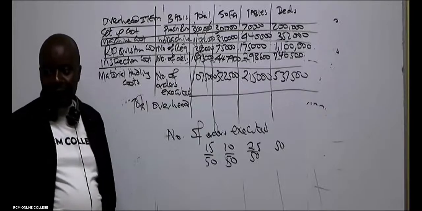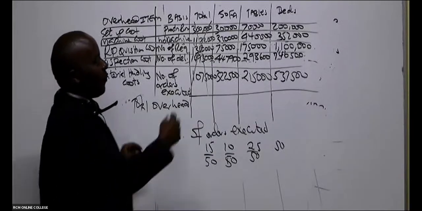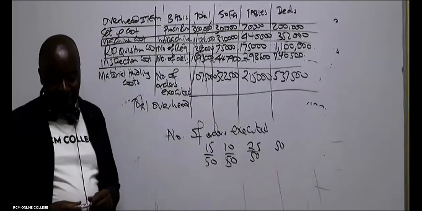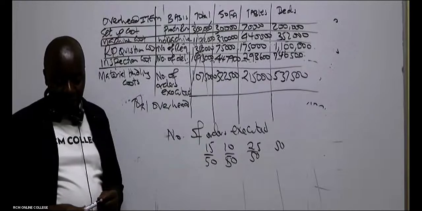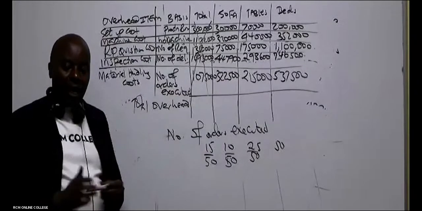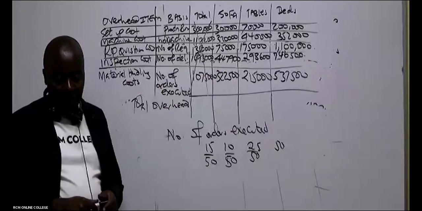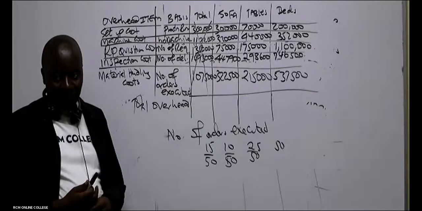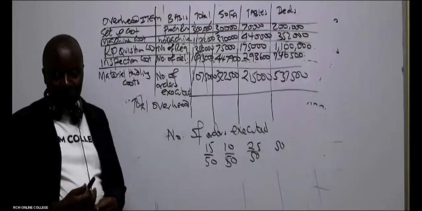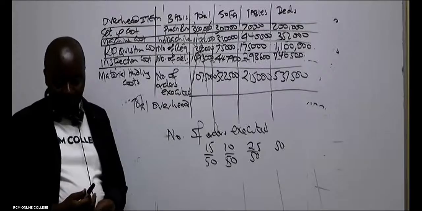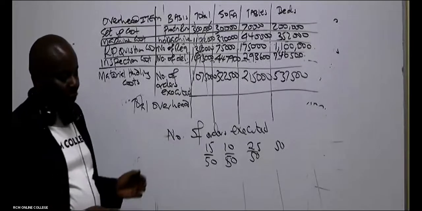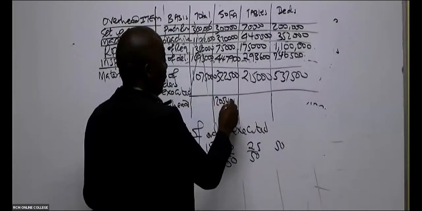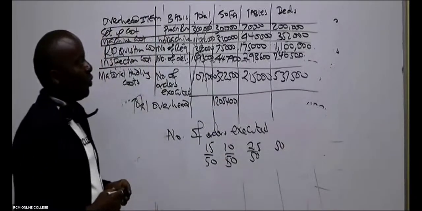For sofa, this plus this plus this plus this plus this. I'm waiting to be told by the others. For sofa, how much do we have there? 1,205,400. 1,205,400. Thank you so much.